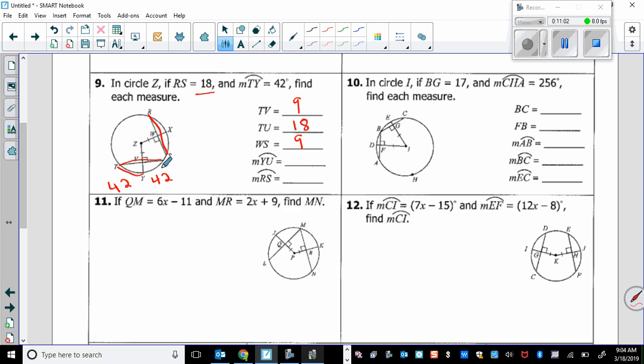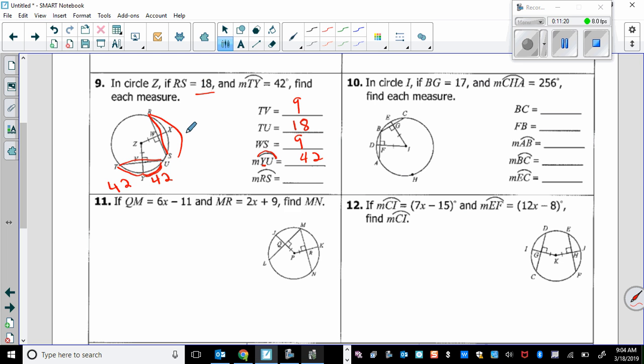YU, so remember, you always have to look at what is this, the arc that they gave you, right? So they're not talking about YU as a chord, but YU as an arc, which is going to be 42. And then lastly, it says what is RS?